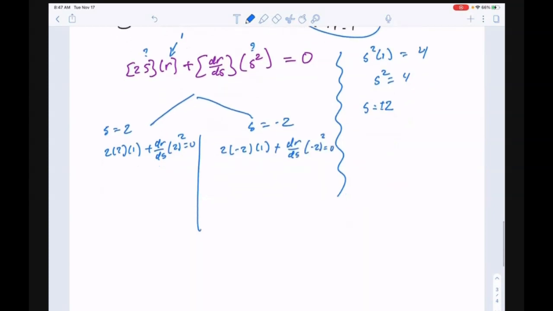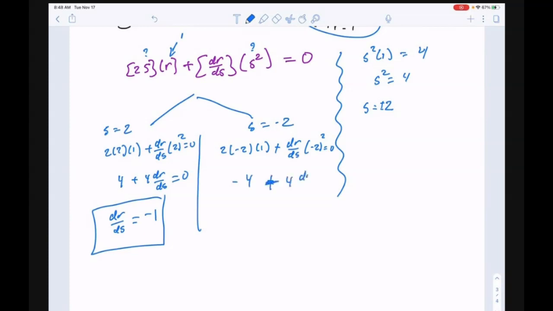I'll do the left-hand side first. That gives me 4 plus 4 dr/ds equals 0. So dr/ds is equal to negative 1. And the other one, I get negative 4 plus 4 dr/ds equals 0. So I get dr/ds is equal to positive 1.